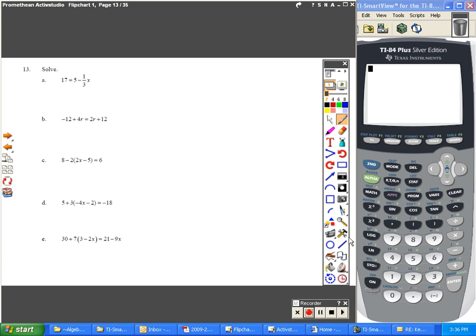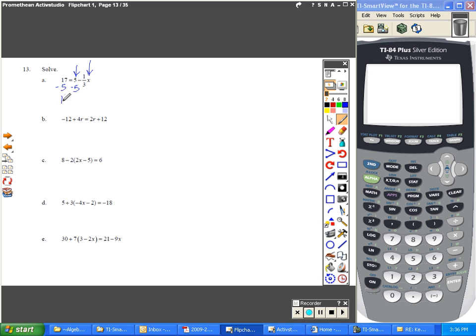Question number 13. For each of these, we have to solve, which means we have to find the value for x. In order to do that, we have to do inverse operations. Starting with 13a, I want to start by getting rid of this 5. To get rid of a positive 5, I subtract 5 from both sides.